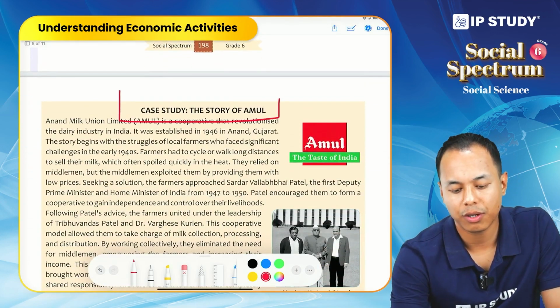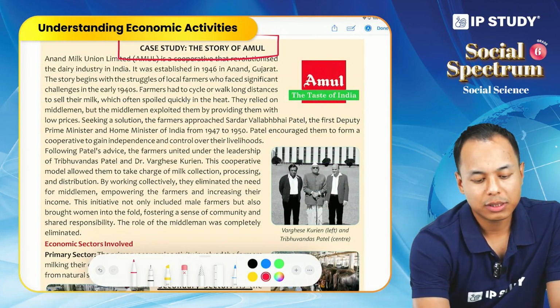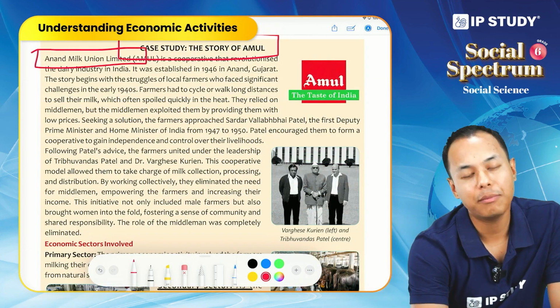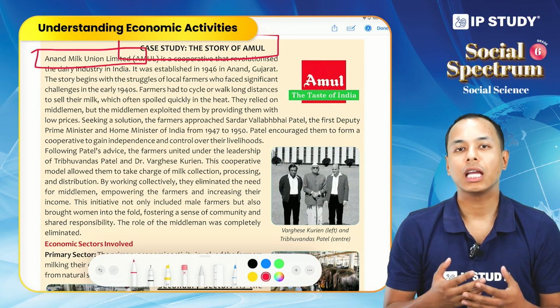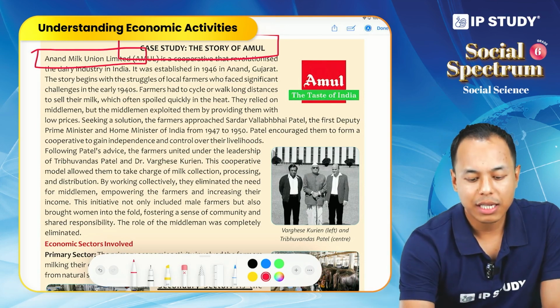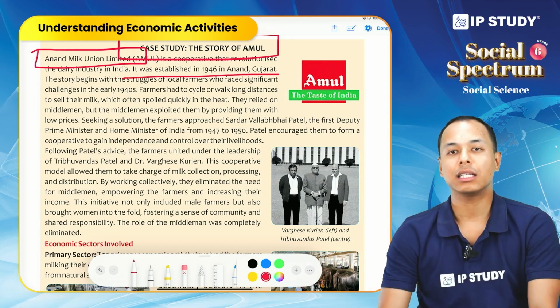So the story of Amul. Amul stands for Anand Milk Union Limited. The story of Amul is very interesting and unique. It was established in 1946 in Anand district in Gujarat.